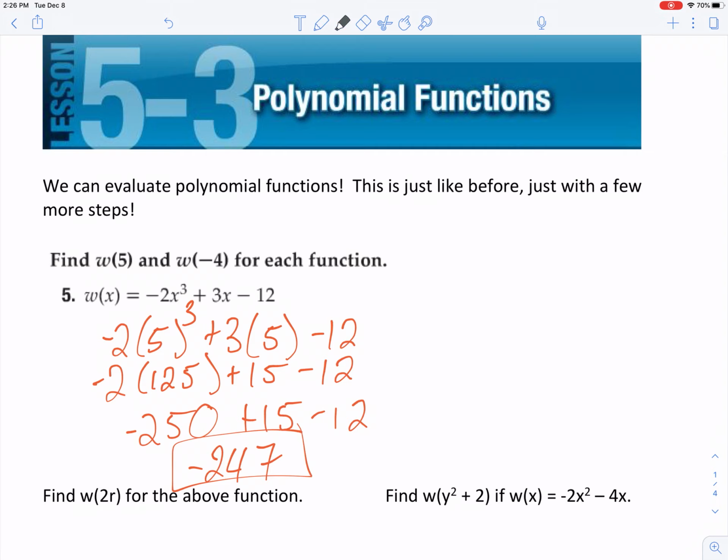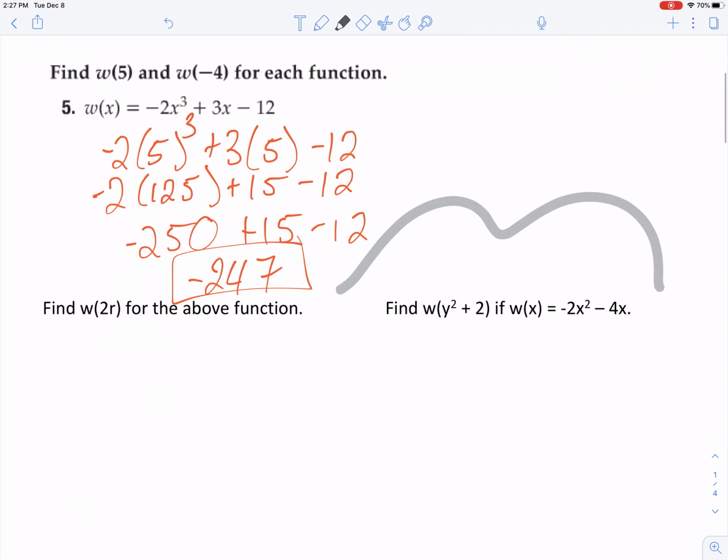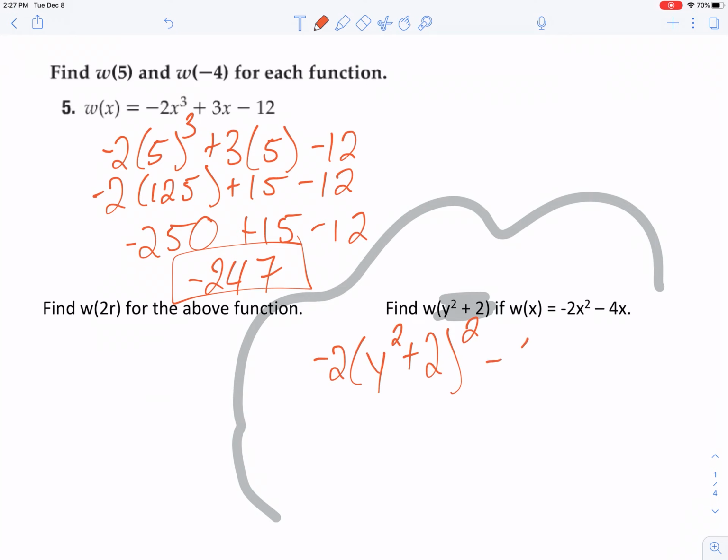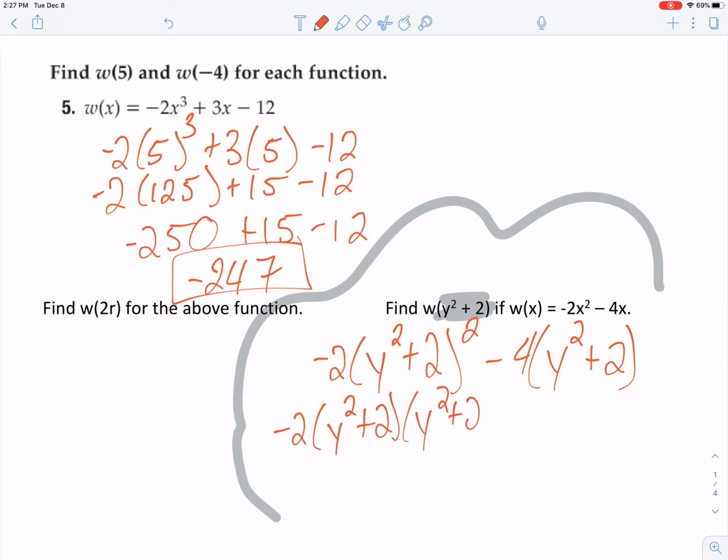Okay, they are going to make it a little fancier on us. I'm going to try this one over here. Here we're going to be plugging in the entire y squared plus 2. So anywhere you see an x, plug in y squared plus 2. Just like that. Now I notice with this piece here, when you have parentheses being squared, that's actually going to become y squared plus 2 being multiplied by y squared plus 2. So that became a FOIL problem.